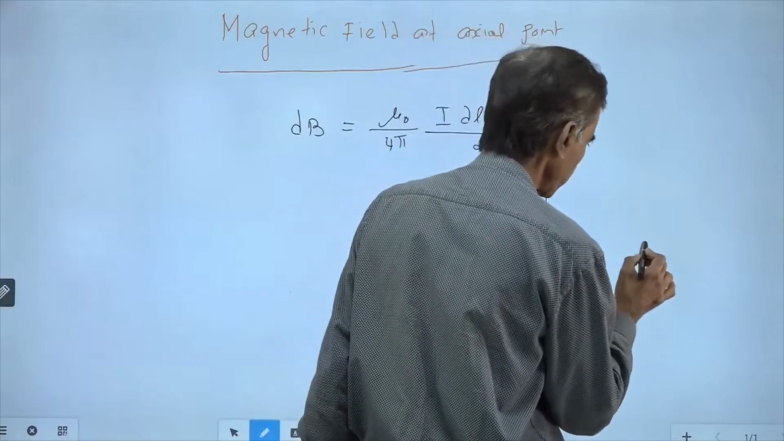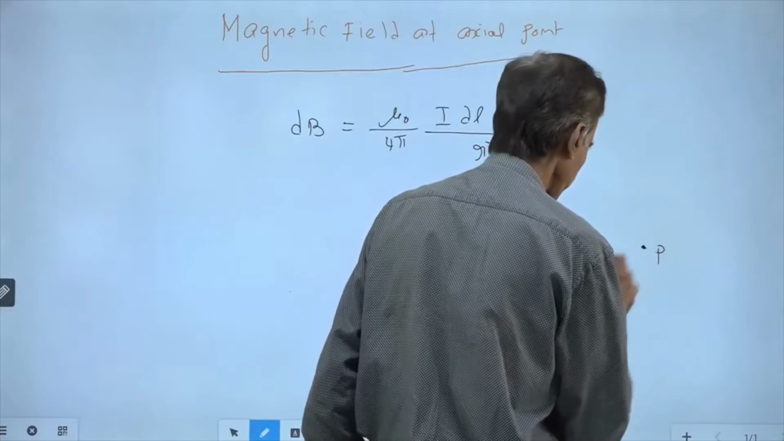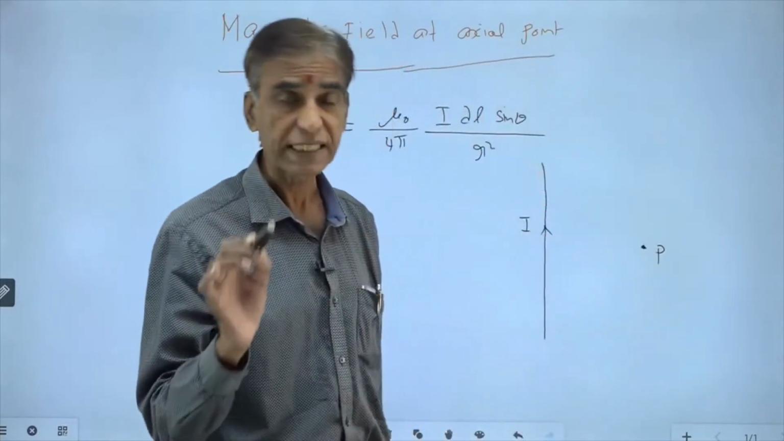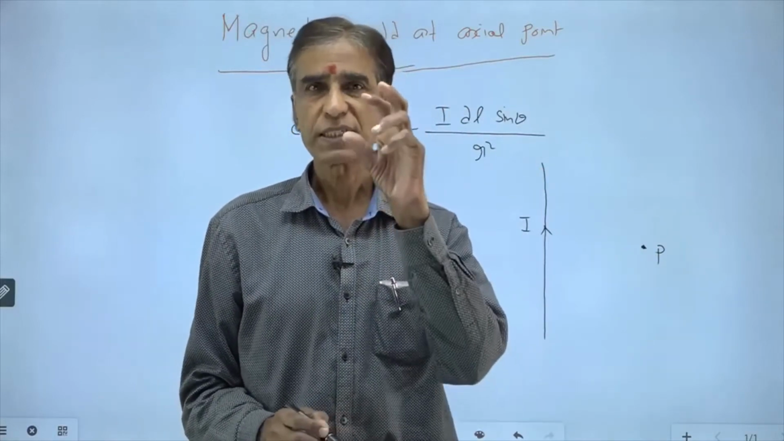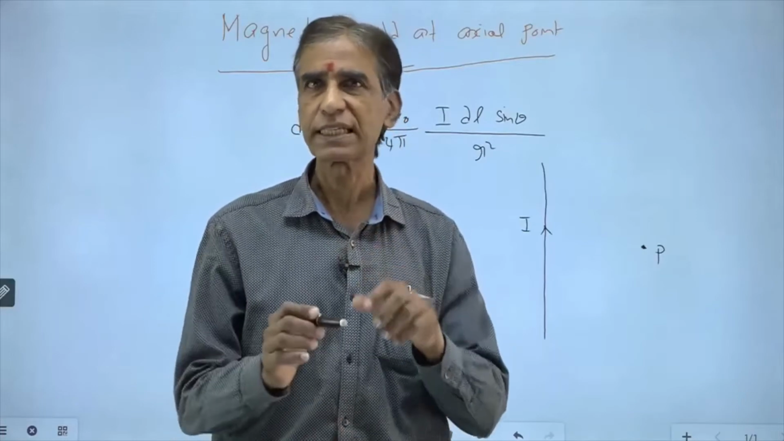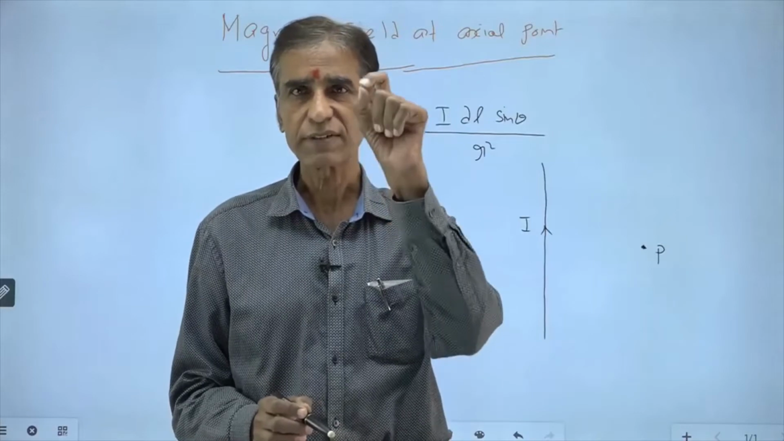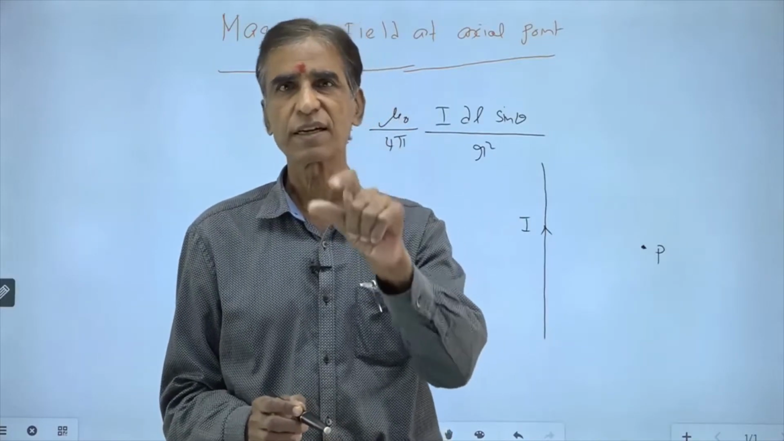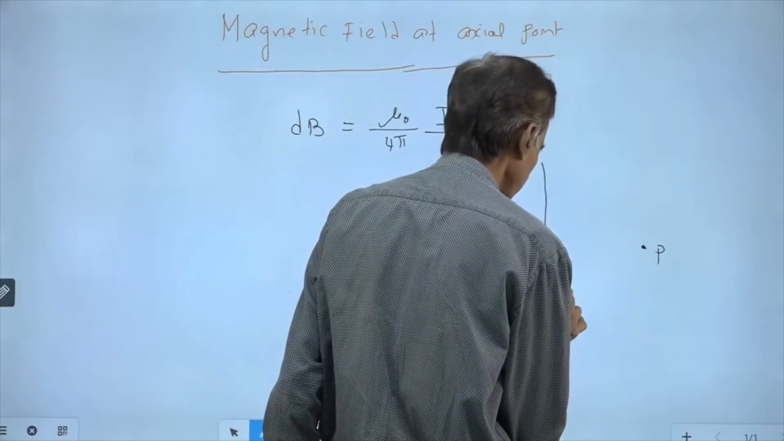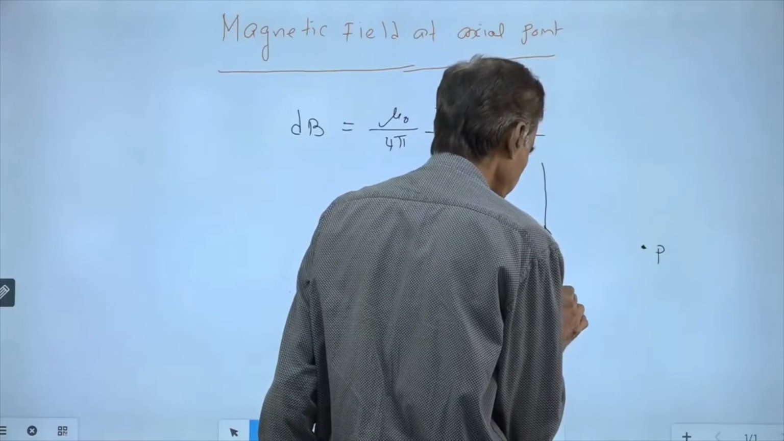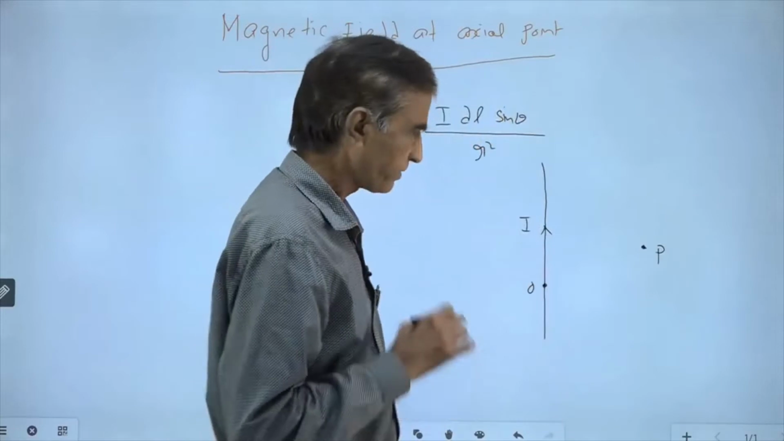Suppose I want to find the magnetic field at a point P. Suppose this is my point P. First I have to select where my origin is. That is very important because position vectors are all vectors. When you talk about vectors, first we have to select our reference point, which we also call the origin. Suppose this is my current element, and this is my origin. I am taking this as my origin, say point O, a reference point.